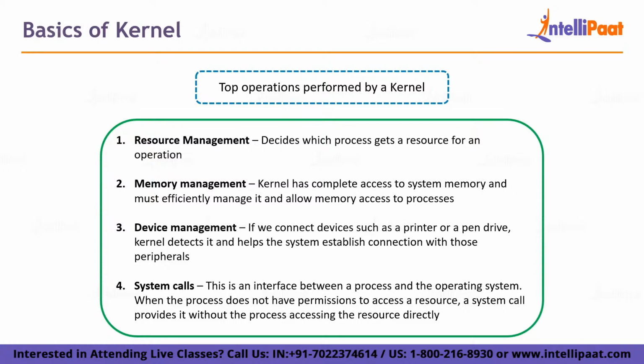The kernel has complete access to the system memory and must efficiently manage it and allow memory access to processes. So why do you need memory exactly? Memory is not for storing content. Memory is to run processes efficiently and effectively. So the kernel should know how much memory should be allocated to each process so that your system is not completely taken away of free memory. So let's say you have 100 MB of memory and there are 10 processes. Your kernel should decide how much memory each process deserves to use. So it should provide that efficiently.